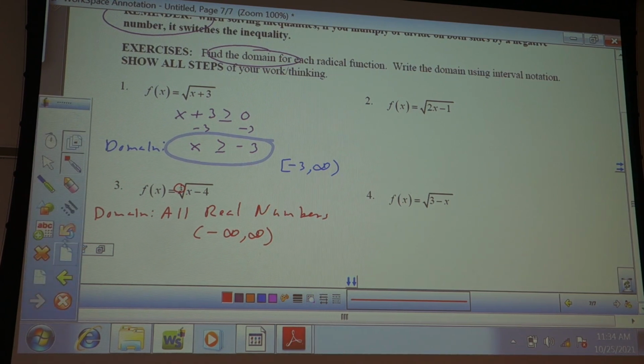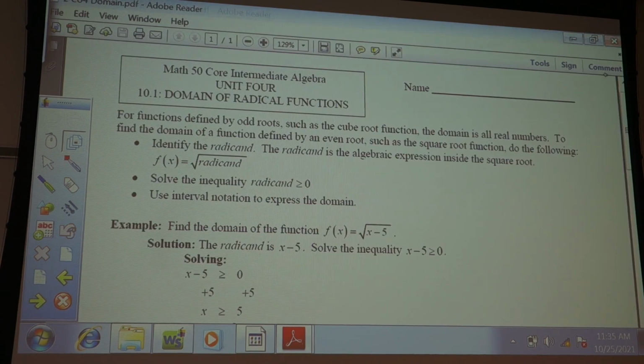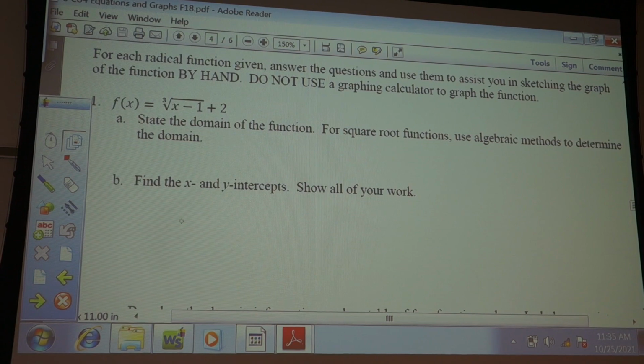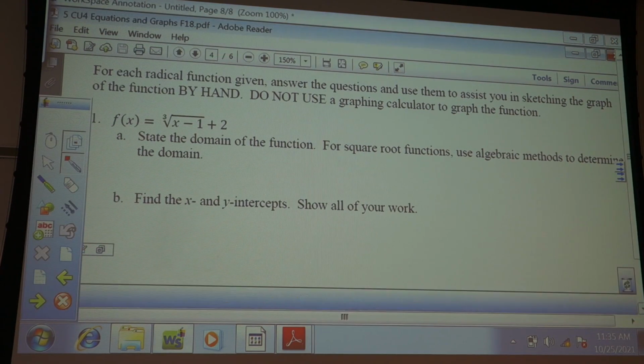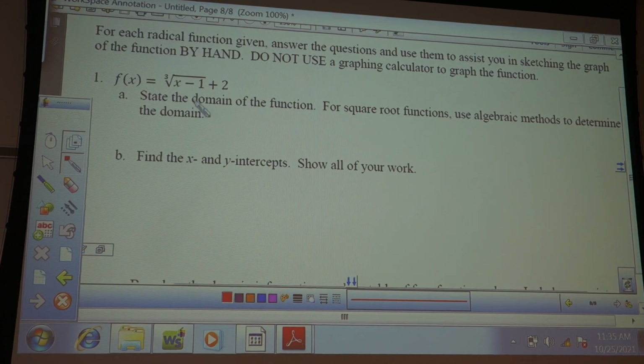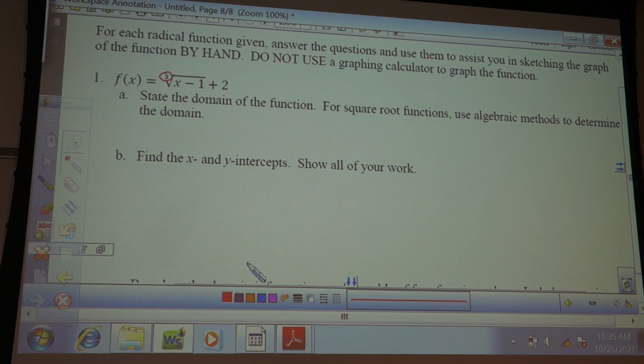Now let's get back to our problem. Our problem is this fellow right here. So what's my domain? Negative infinity, positive infinity. Check with your neighbor. Find the domain. Talk to your neighbor. If you're not talking to your neighbor, I'll probably call on you. Isn't that what we just said? Mm-hmm. Domain.